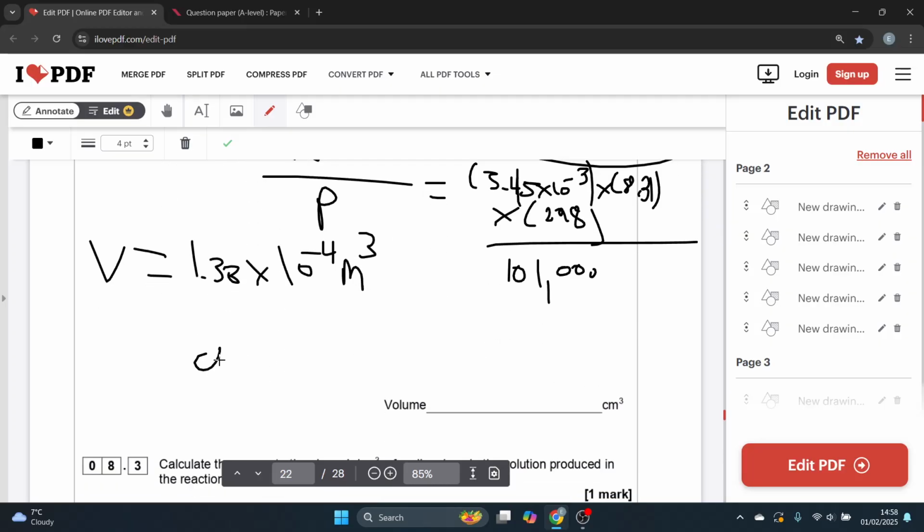Then I want it in centimeters cubed. I've got meters cubed, dm cubed, centimeters cubed. I want to go from meters cubed to centimeters cubed. I need to divide by 1,000 and then divide by 1,000 again. So I need to divide by a million.